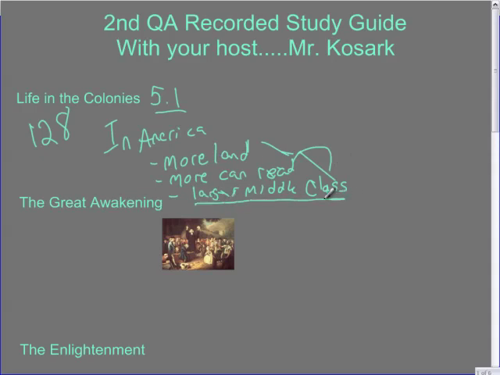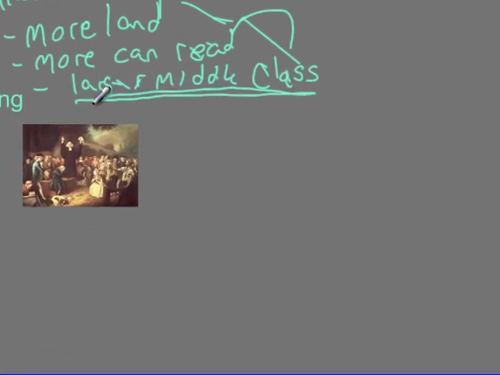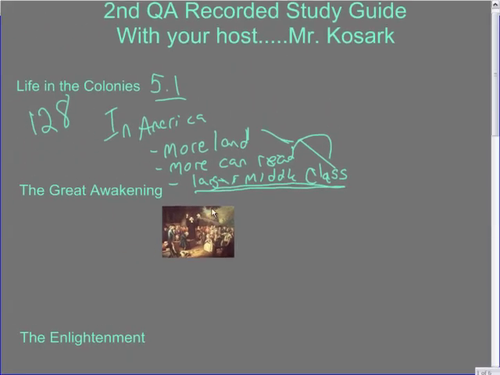These three main points lead up to the Americas having a larger middle class. There's more land for people to own and then have their own business or their own crops that they can grow and sell. They don't have to live under anybody else's rules, or they can make their own way.